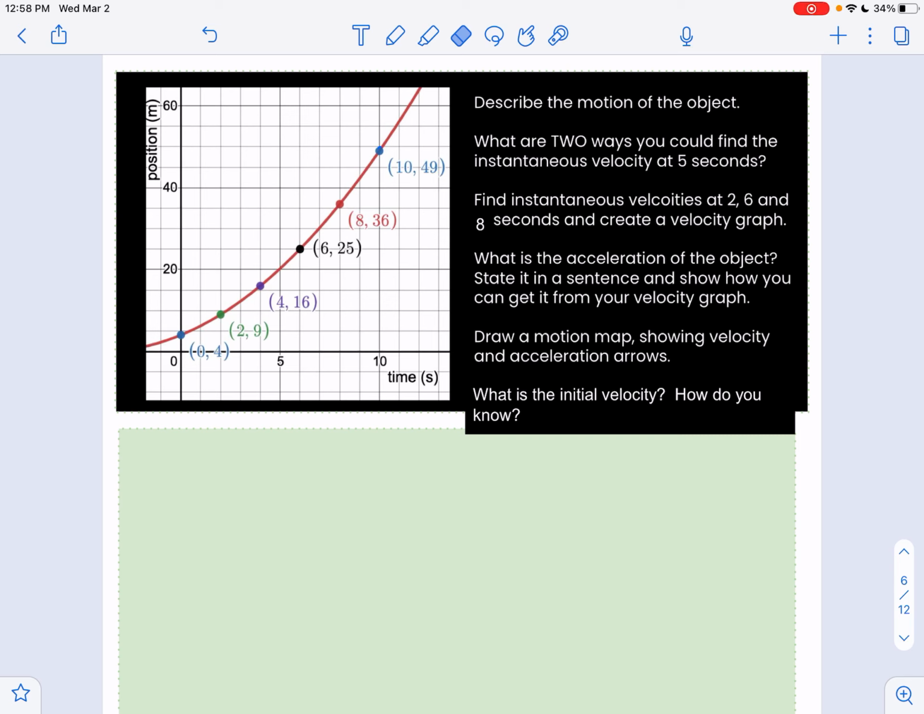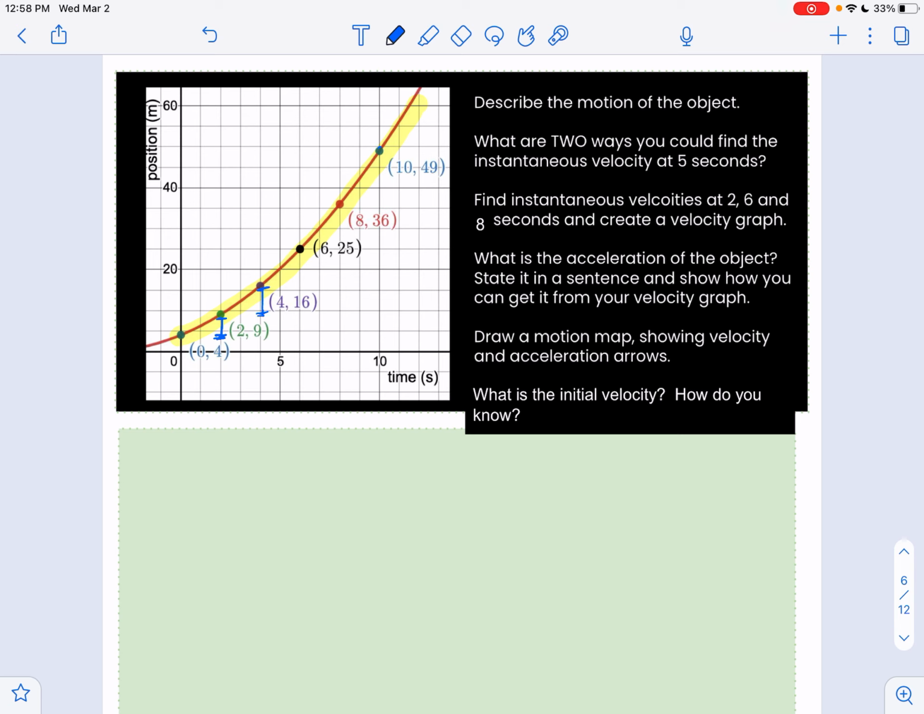Okay, so I'm going to walk you through what you need to be able to do for the quiz next week. First, there's a position-time graph, and you can see that it's a parabola. What that means is that this object is getting faster and faster as time goes on. You can see that because in the first 2 seconds, the position increases by 5 meters.